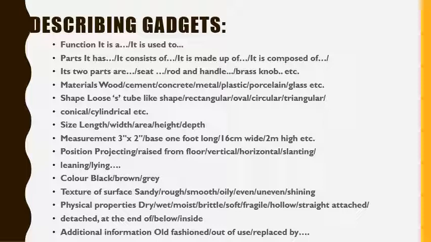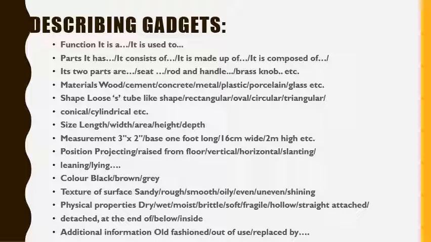Then the length, breadth, height, depth, width, etc. The size of the object. Measurement. 3 inches into 2 inches base. 1 foot long. 16 centimeter wide. 2 meter high. What are the measurements of this object?